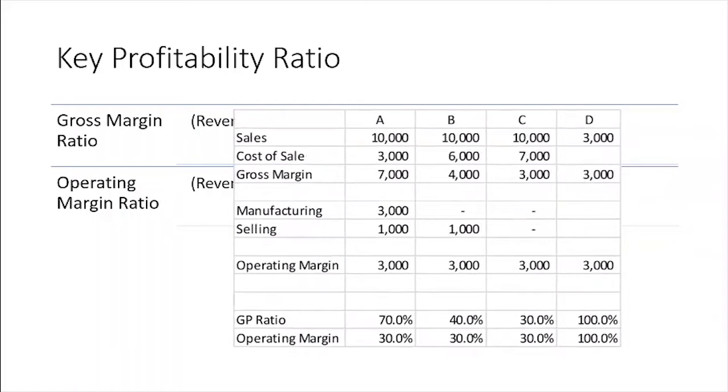Look, there are three examples here. You can take company A, B and C. So the cost of sale is different in each company, 3,000, 6,000 and 7,000, correct? So the gross margin here is different, 7,000, 4,000, 3,000 and 3,000. So what does it tell you? Company A has a manufacturing cost. So what does it look like? What is the business model of company A, company B, company C and company D? What are they doing? They are earning the same profit, but there is a different business model that they are following.